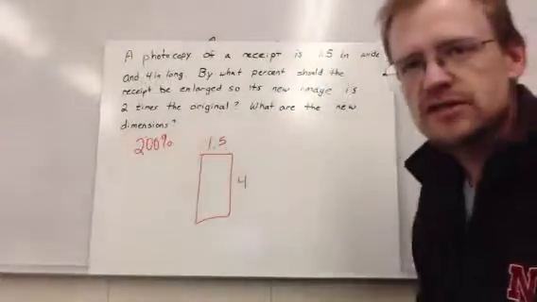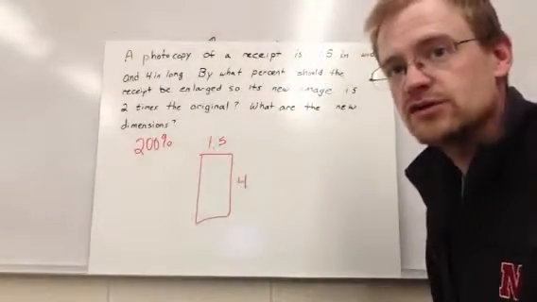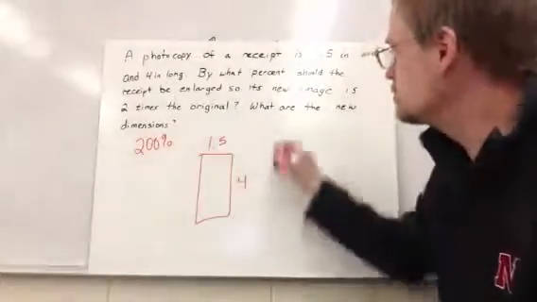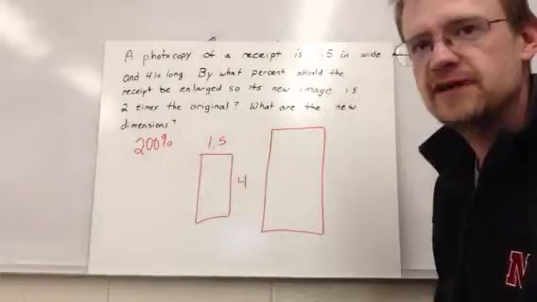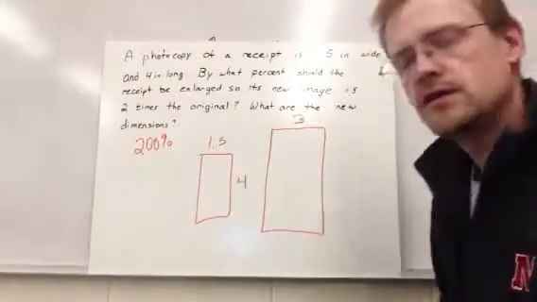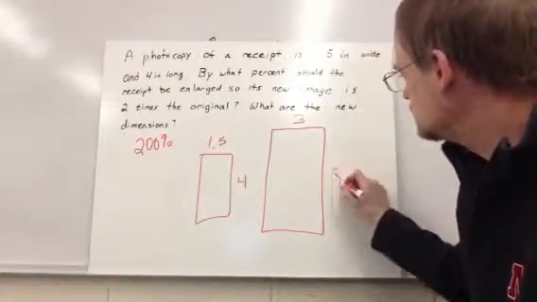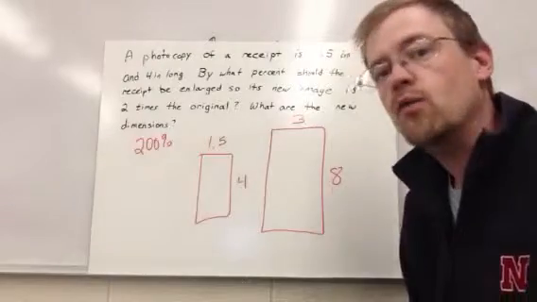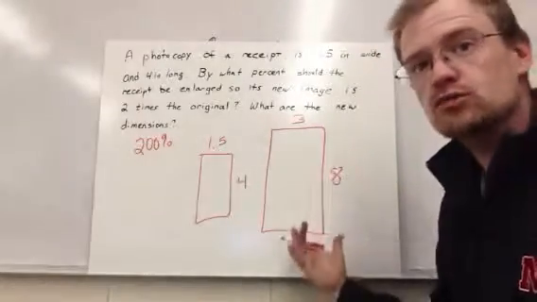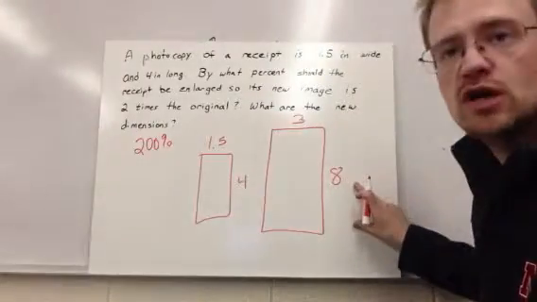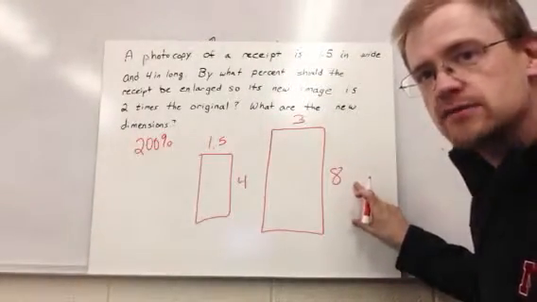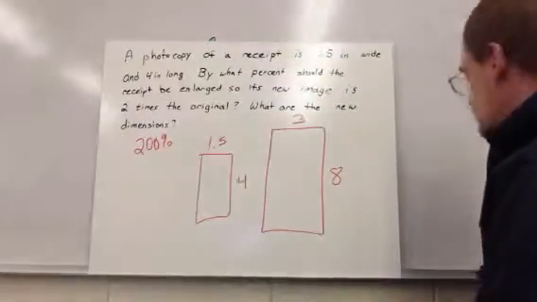What are the new dimensions? Well, if our scale factor is 2, we take all the sides times 2. So our new dimensions, 1.5 times 2 is 3. 4 times 2 is 8. Now, watch what the question's asking. It might ask what the new perimeter is. It might ask what the new area is. But once you know these dimensions, you can figure that out. All right, let's go to the next one.